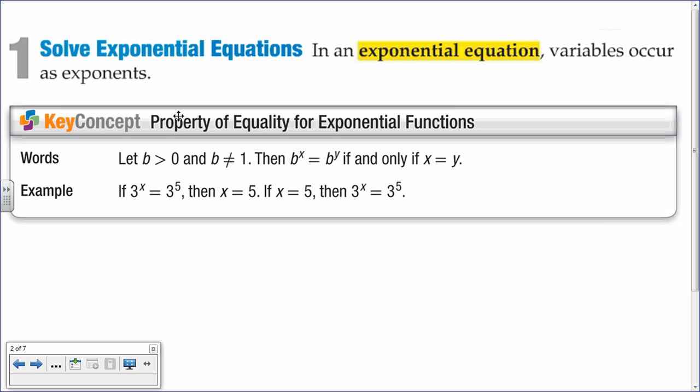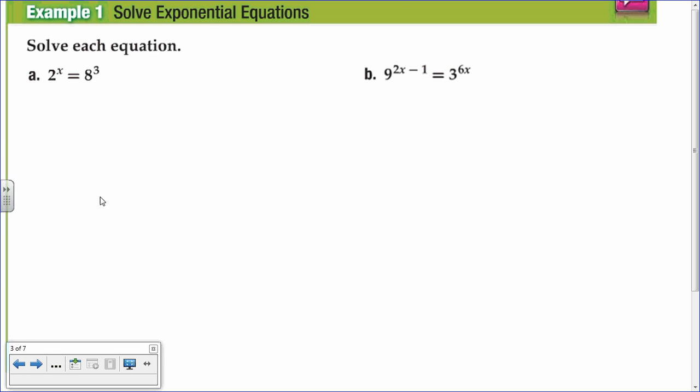Now when that happens, if you can get the bases to be the same, such as this example right here, then all you have to deal with is the exponents. If 3 to the x equals 3 to the 5th, then x would have to be equal to 5 since these two quantities are equal. So that's our goal, is to get our bases the same.